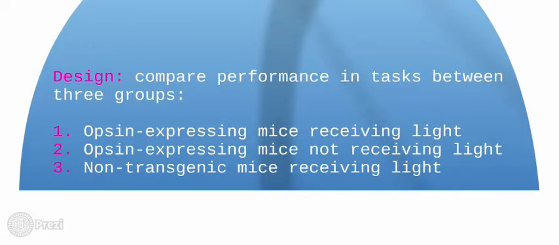The lab will run these experiments on 3 groups of mice. One group of mice will receive the light intervention, and the cells will respond to the light because they will have been bred to express a particular light-sensitive opsin. A second group of mice will also express that light-sensitive opsin, but will not receive the light intervention. The third group of mice will receive the light intervention, but the cells will not react to it because they're non-transgenic mice.